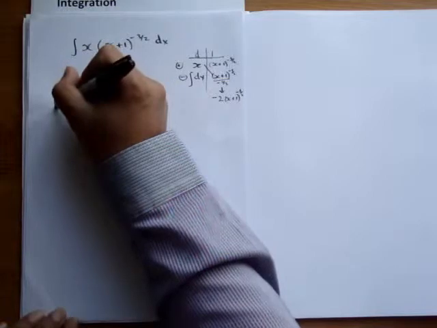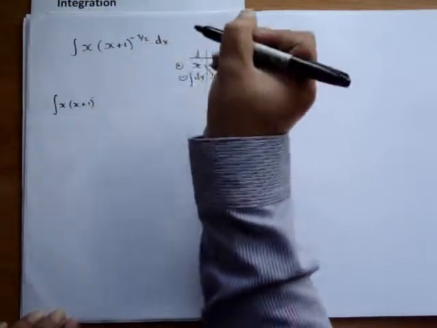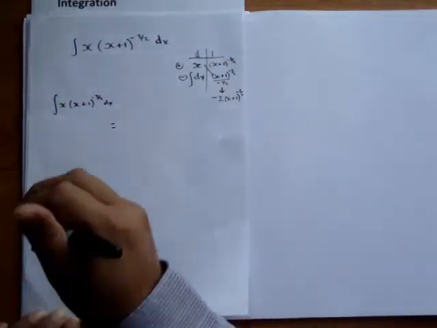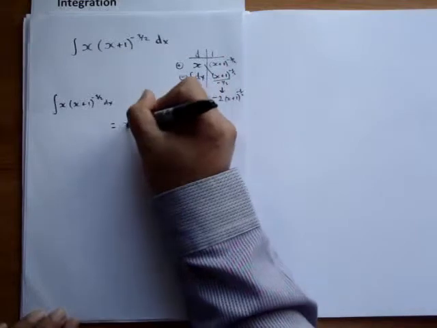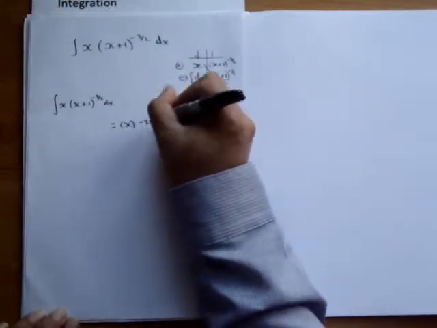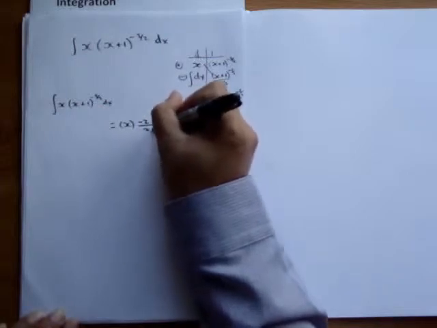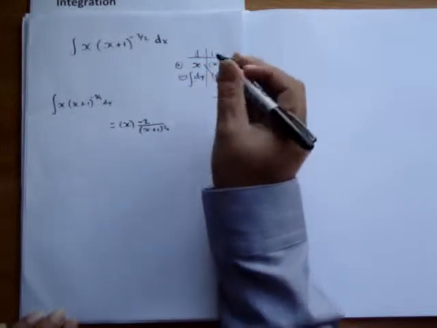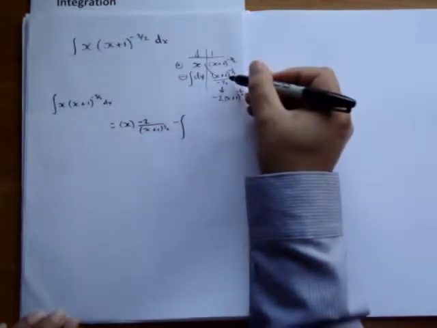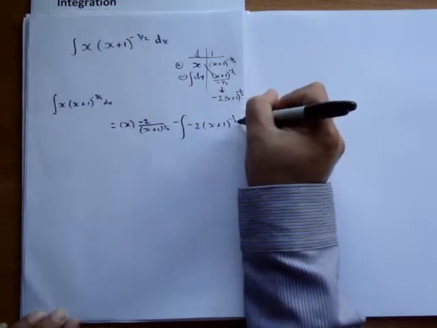This is a plus, this is a minus. So when we do the integration, the integral of x times (x plus 1) to the minus 3 over 2 dx equals x, and then we have the minus 2, minus 2 rather, over (x plus 1) to the half, minus the integral of this, which is minus 2 (x plus 1) to the minus half dx.